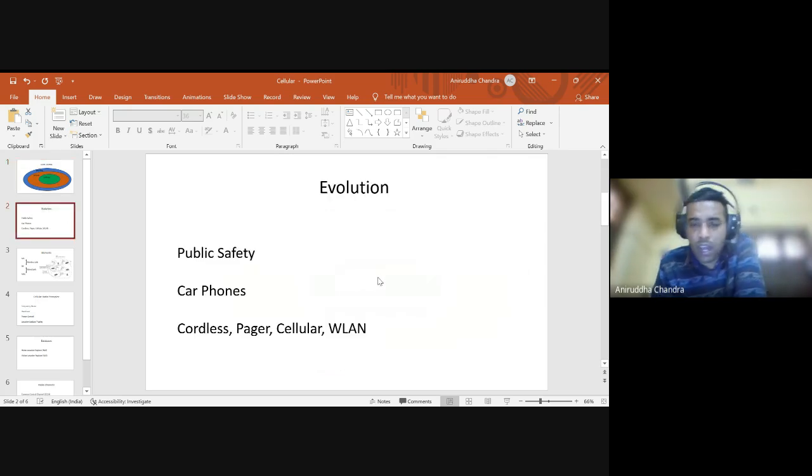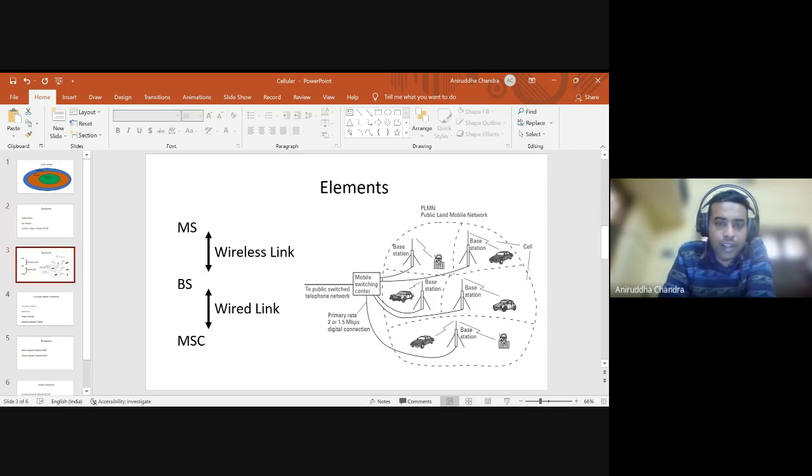We said how the wireless networks evolved. There was a demand from the public safety departments, for example, police and fire safety, and then there were some people demanding that their cars should have phones, and then many technologies evolved like cordless, wireless local loop, pager, cellular, and then WLAN as well. And this is where we ended our last class, which is the elements of a cellular communication system.